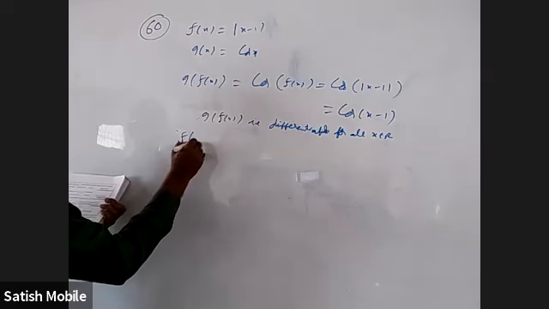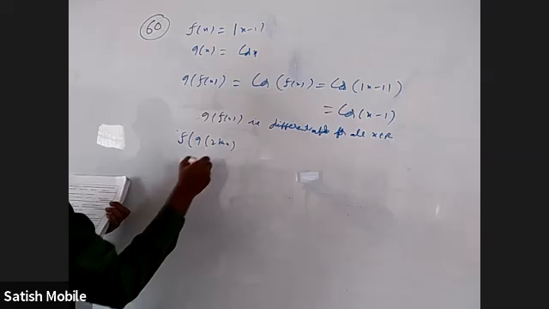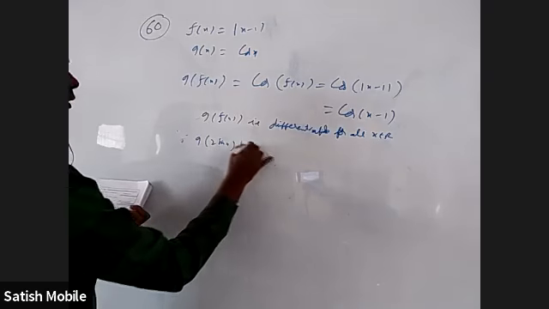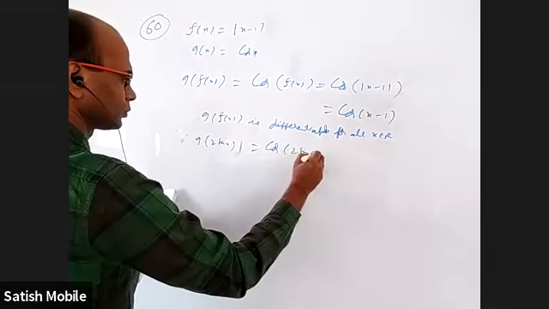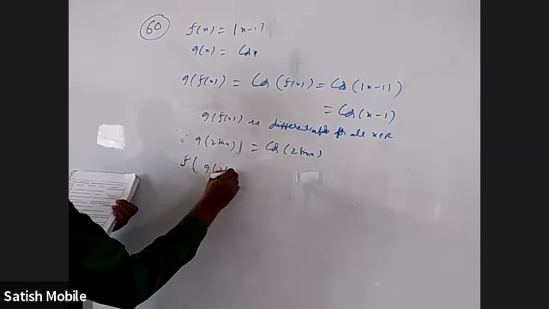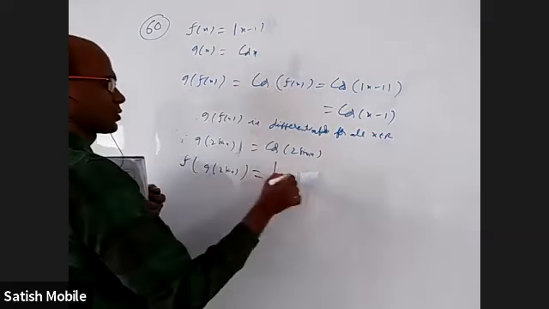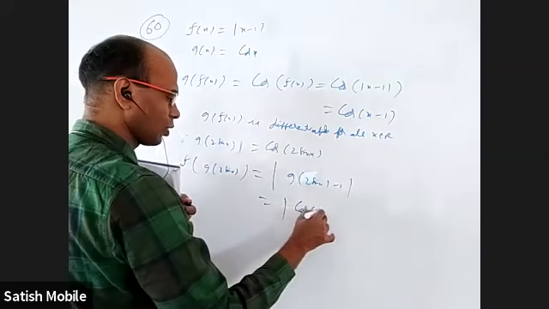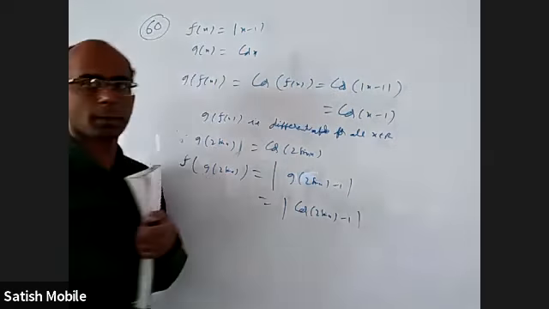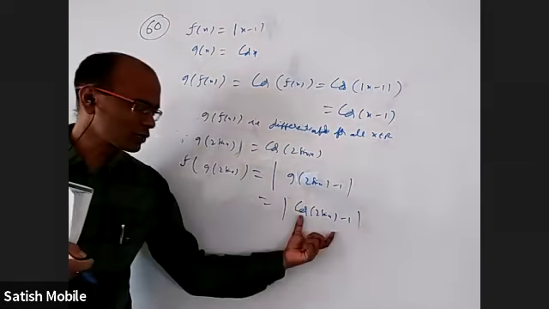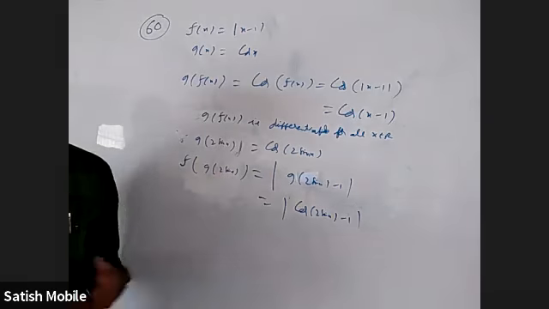Next, they wanted f of g of 2 sin x. What is g of 2 sin x first of all? It is cos of 2 sin x. And f of g of 2 sin x is mod of, wherever x is there, I have to put this g of 2 sin x minus 1. But g of 2 sin x is cos of 2 sin x minus 1. Anybody want to tell me, when I remove the mod, what will come? Sometimes this will come, sometimes the negative of this will come. Is it? Or will any particular thing come?